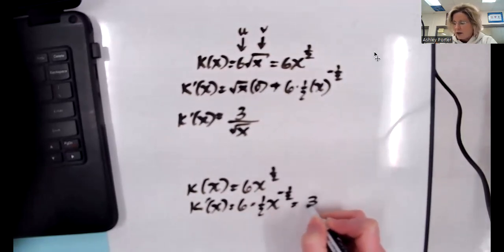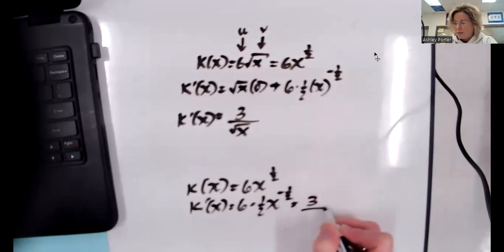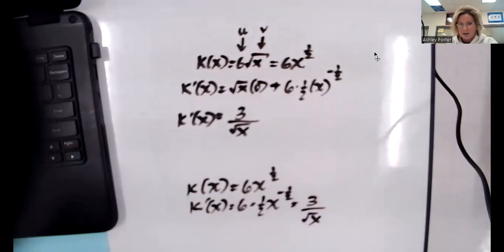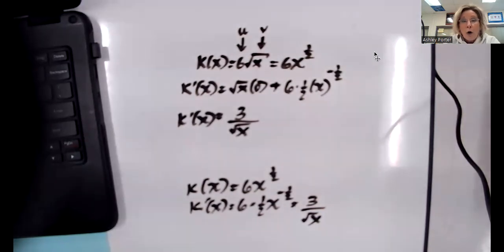6 times 1/2 is 3. X to the negative 1/2 drops to the bottom as x to the 1/2, or square root of x. Now look how much easier that was. So don't overdo product rule when one of the functions is actually just a number.